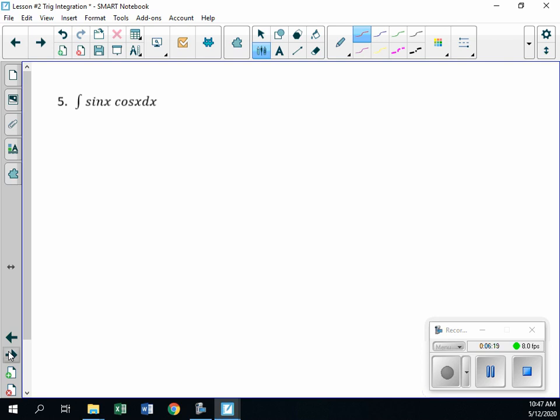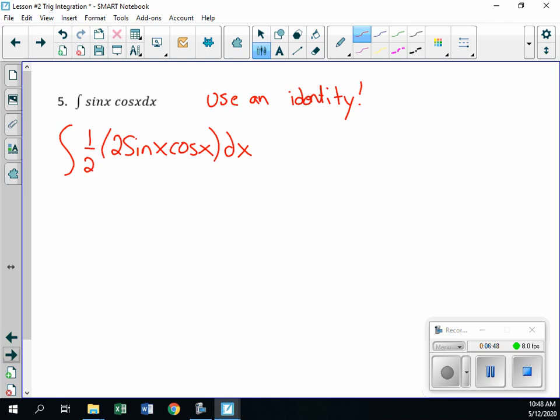This next one, sine x cos x, it doesn't matter which one you choose to replace. I'm actually going to use an identity to make this easy. What I'm going to do is add a 1/2 and a 2 to make this a double angle. I didn't change the equation because this is just 1, but now I can rewrite this as 1/2 sine of 2x dx. And now it's a nice, easy simplification.